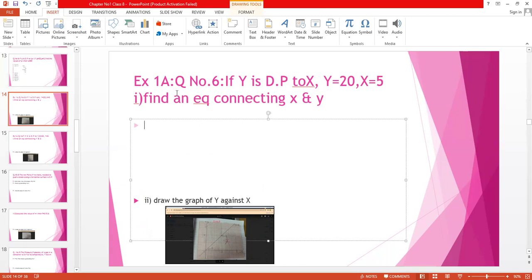First we have to write the connecting equation. In the first place, we have y. So I have to write here y is equal to, y is directly proportional to x. So instead of writing directly proportional, I have to write k, and the second variable is x. Now I have to put the values. The first value is y is equal to 20. So 20 is equal to k, and the value of x is equal to 5.